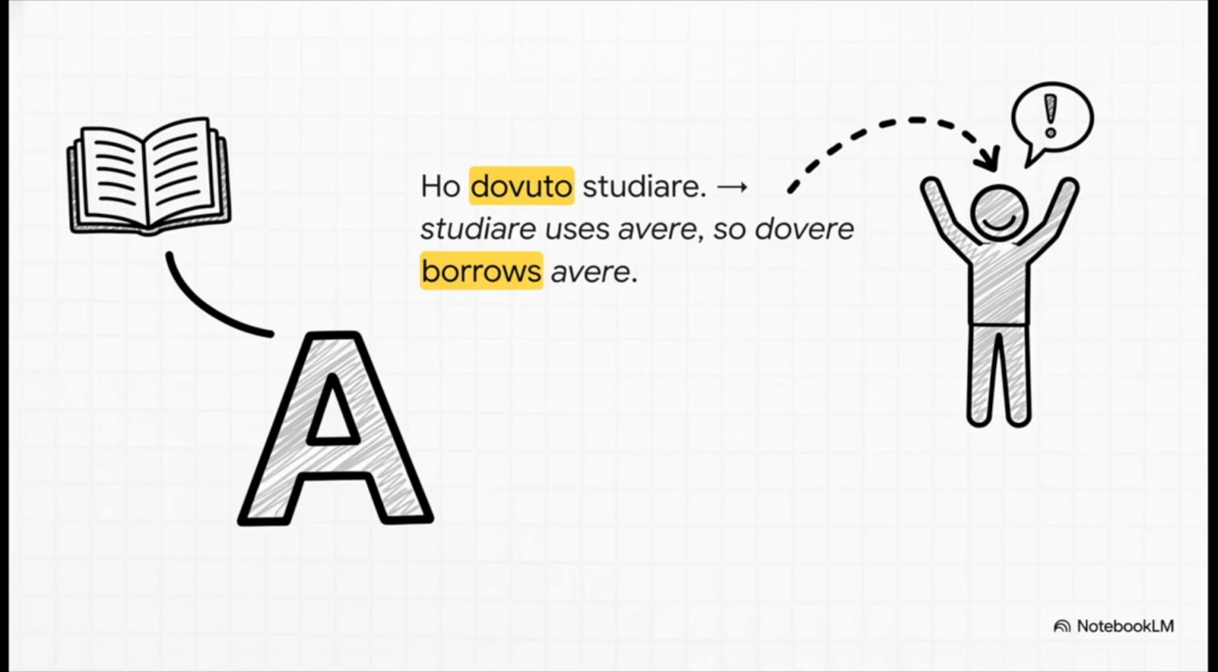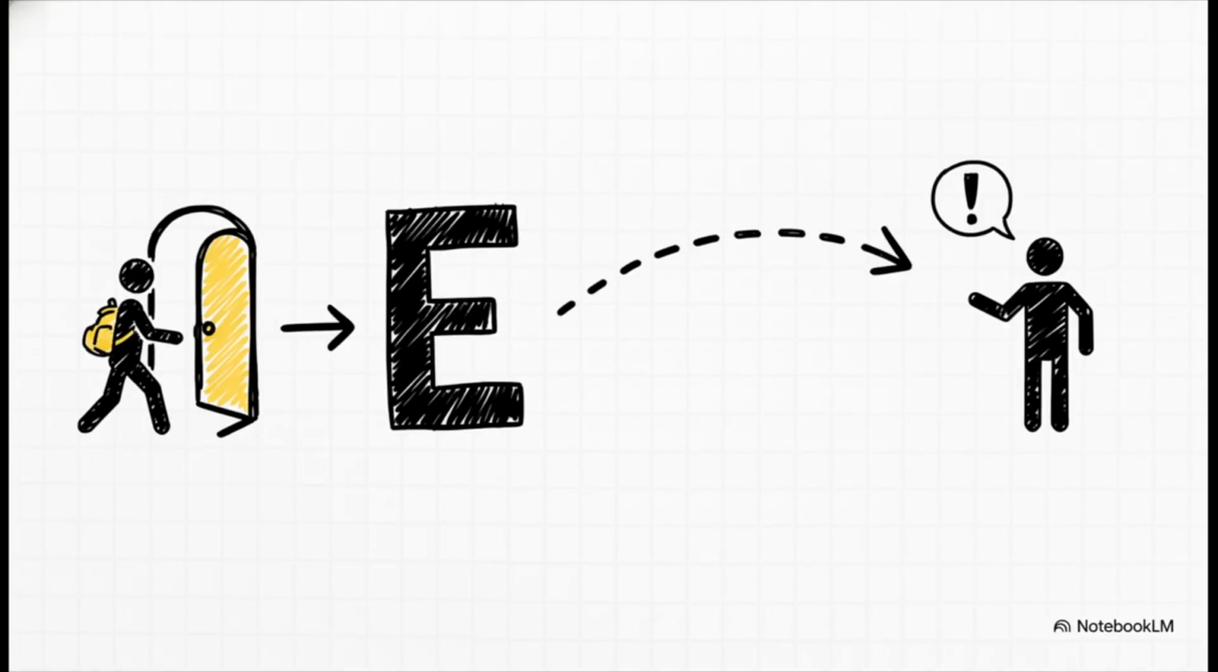So if you want to say, I had to study, the modal verb dovere just looks at studiare, sees it uses avere, and borrows it. Simple as that. Ho dovuto studiare. But now let's switch it up. What about partire, to leave? That's a verb of movement, right? It's intransitive, so it uses essere.